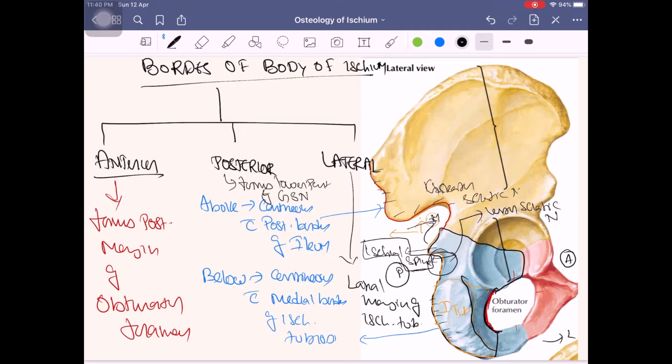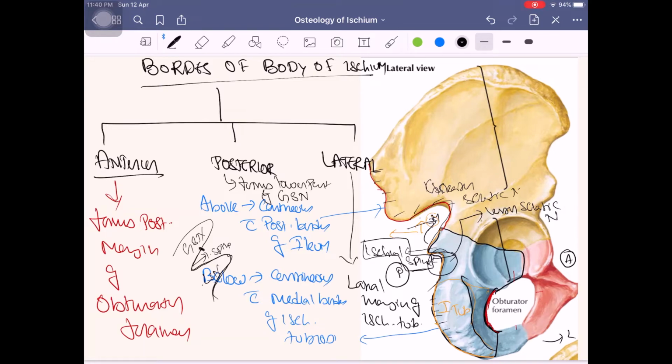So these are your two. If you see, this is in the form of a letter 3. So you see here, this is in the form of a letter 3. This one is your greater sciatic notch, and this one is your lesser sciatic notch, and this one is your ischial spine. So you can see from here, ischial spine onward, the entire thing is our posterior border. Okay.